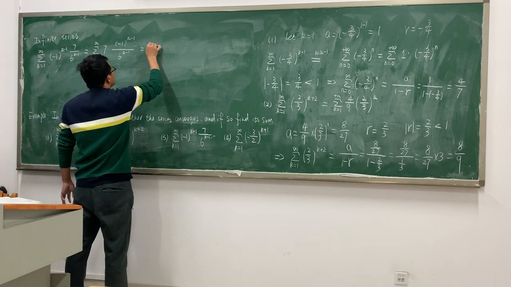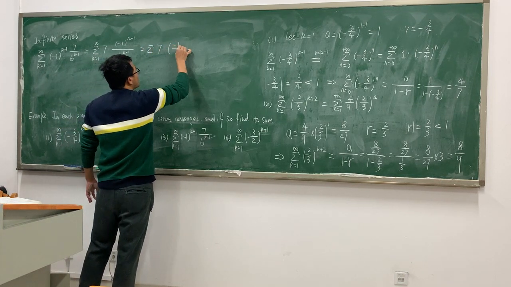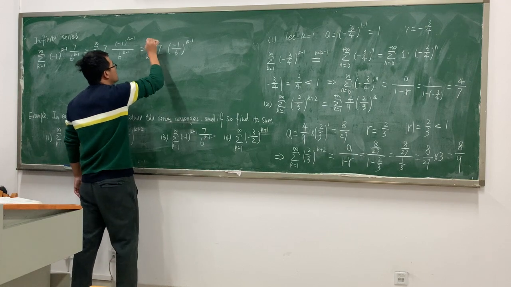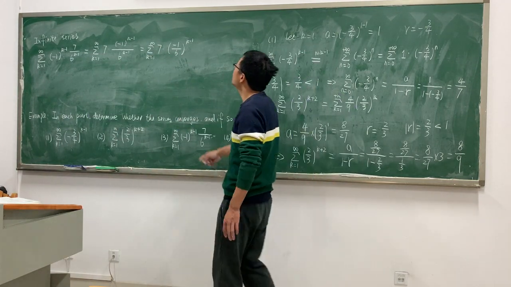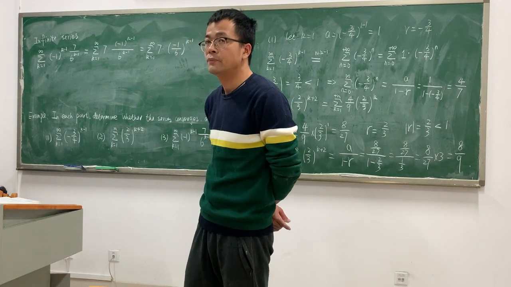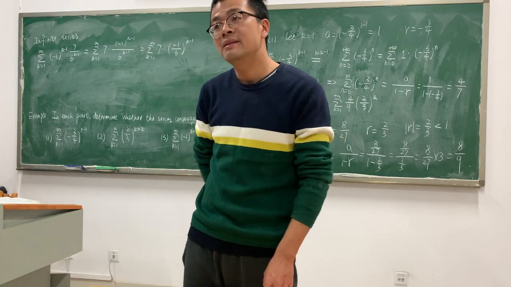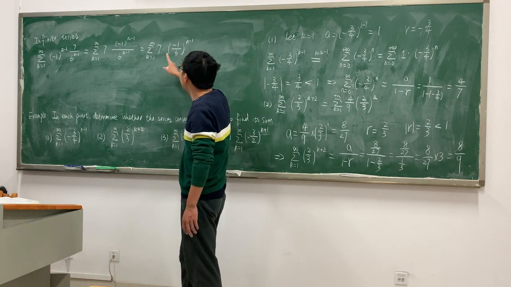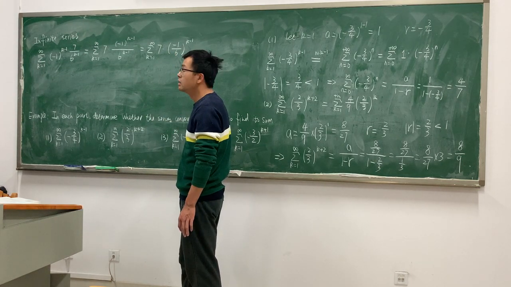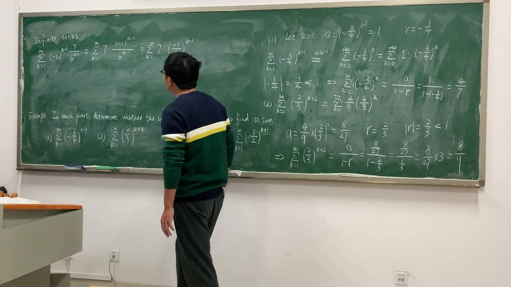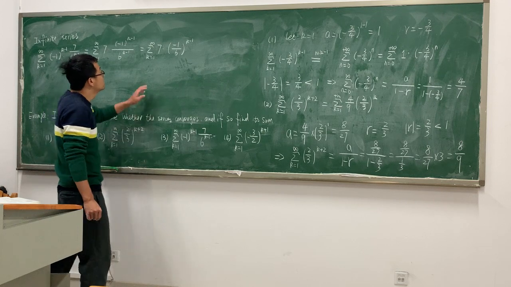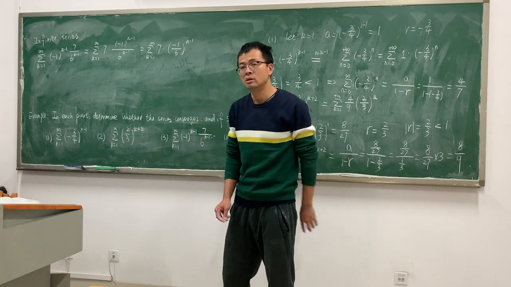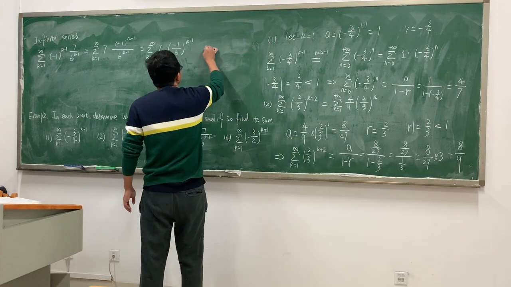So here it is the sum of 7 times (-1/6)^(k-1), where k runs from 1 to infinity. This is a geometric series. What's A? You just remember, A is the first term, so k equals 1. When k equals 1, we get 7 times (-1/6) to the power 1 minus 1, which is 7. So A equals 7.